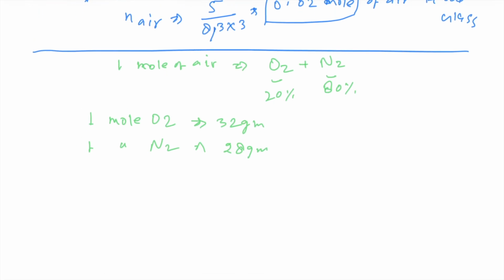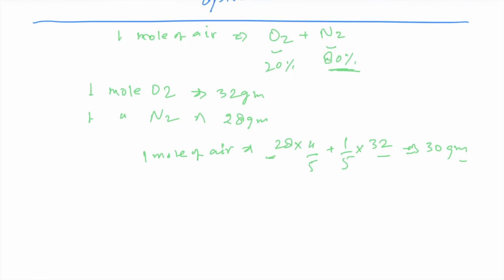So 1 mole of air would be, since N2 is 80%, 4 by 5, and 1 by 5th part would be 32 gram of oxygen. It will come nearly 30 gram, near to 28 because N2 is 80% available. So the mixed quantity is near to 28, farther from 32. So I think 29 would be the number, but let's take 30 gram for ease of calculation. I'll use the blue color only, or maybe black.